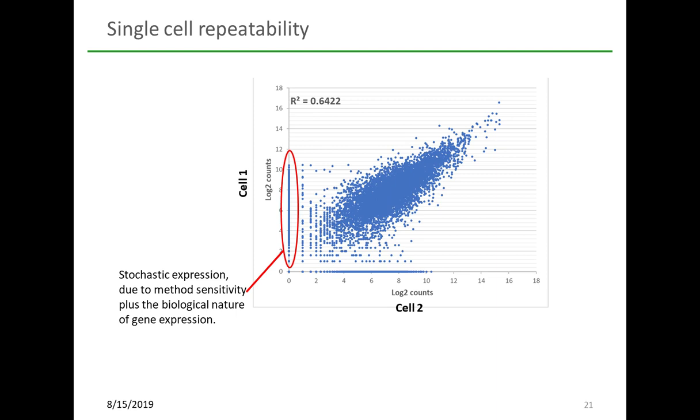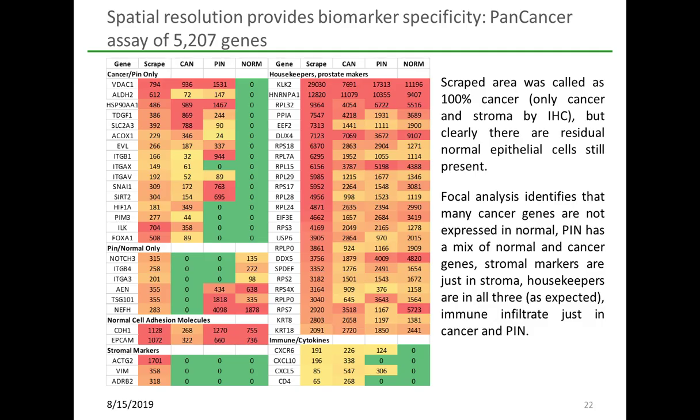So the stochastic expression, which is circled in red here, can be caused by the method itself, which would be a technical issue, and it can also be biological, inherent in gene expression from single cells. So there's a component of both, and that's something one needs to be aware of: stochasticity due to low expression, or we're not measuring every gene that's measurable or should be measurable from those cells.